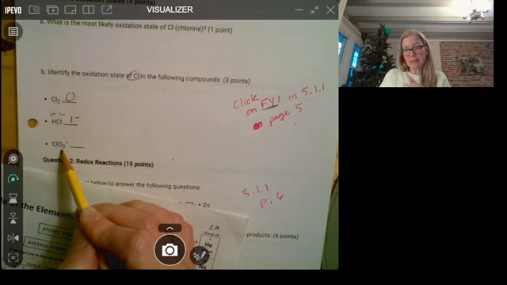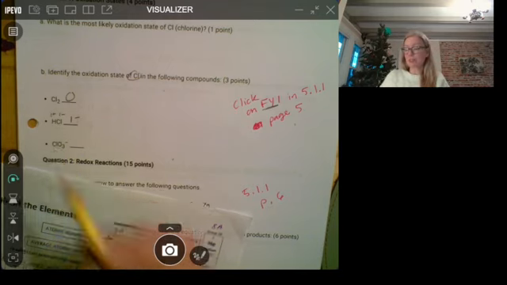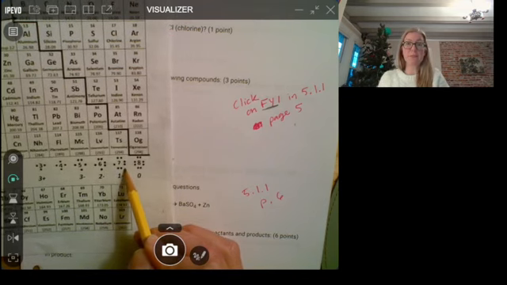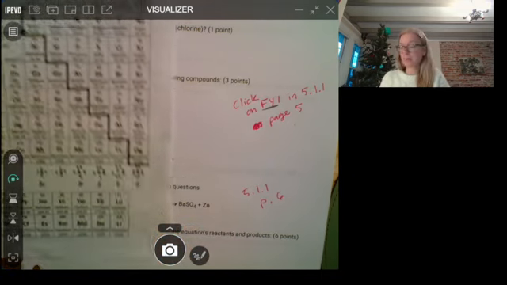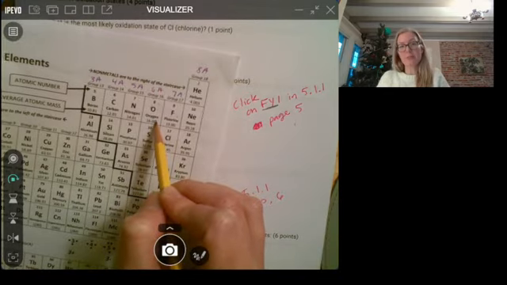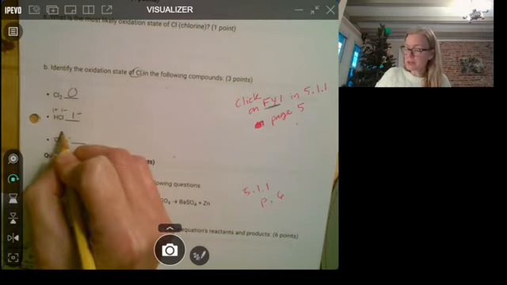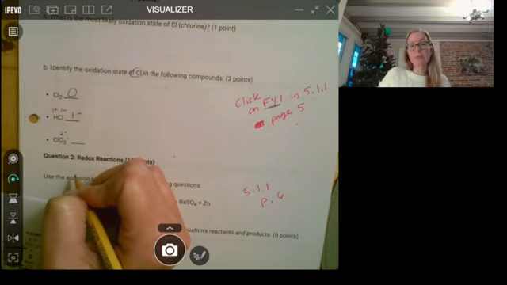But oxygen, let me correct what I said. Chlorine can have multiple oxidation states. Usually it's 1 minus, but it can also be 7 plus, 5 plus, 3 plus, or 1 plus. So that's a lot to choose from. Oxygen, on the other hand, is always 2 minus. That's one of the rules to go by. As soon as you see oxygen, make it 2 minus. And there's 3 of them.